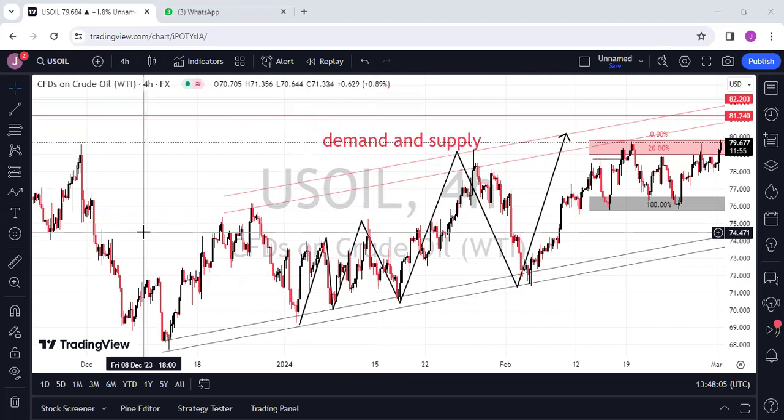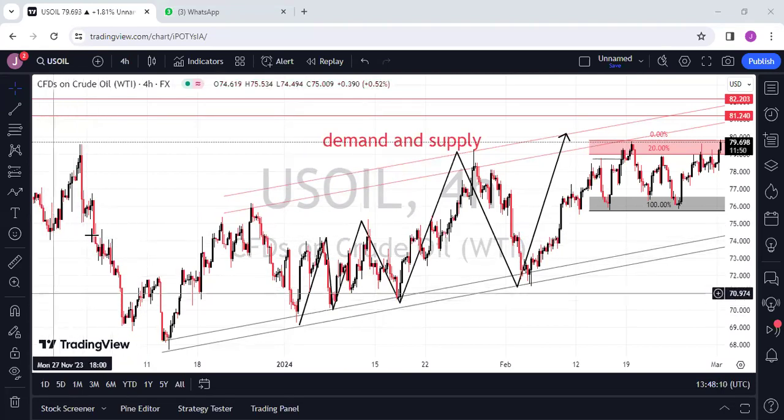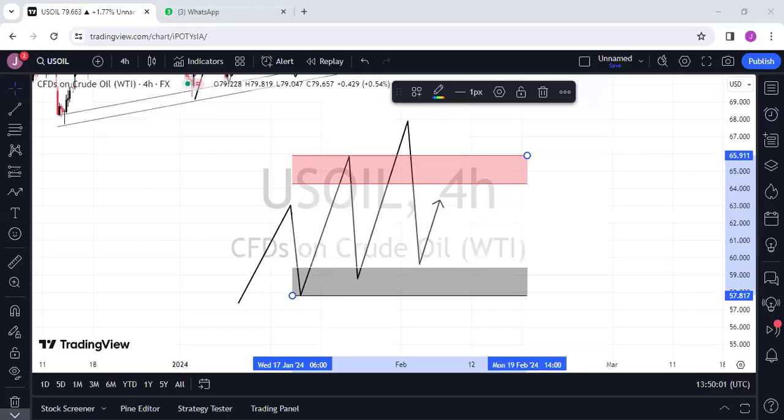The best way to identify the extremes to purchase from is by plotting the Fibs tool from the high to the low. In red is the premium selling zone, and in black is the discount buying zone. The process continues until there is a change of character.